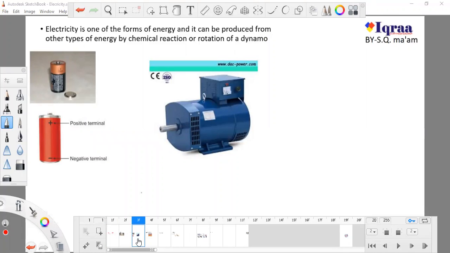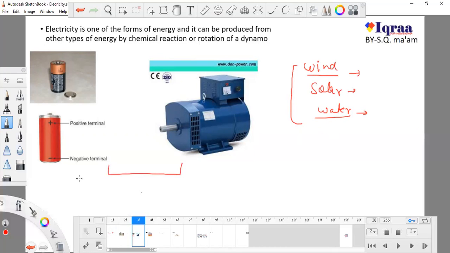Second, electricity is produced by several types of sources. We can make electricity from wind energy, from solar energy, from the sun, and from water. These are some natural sources by which we can make electricity, and there are also some artificial sources.